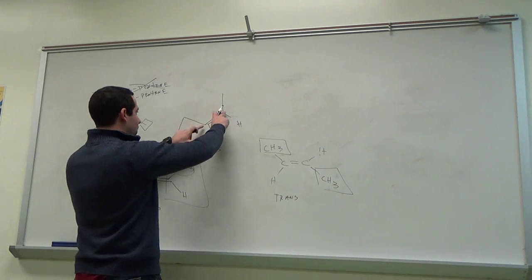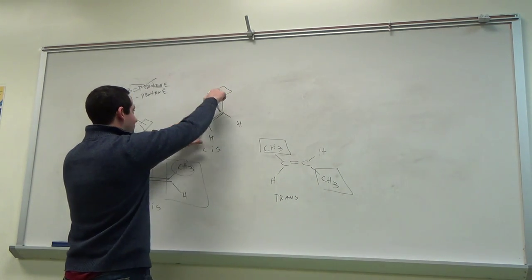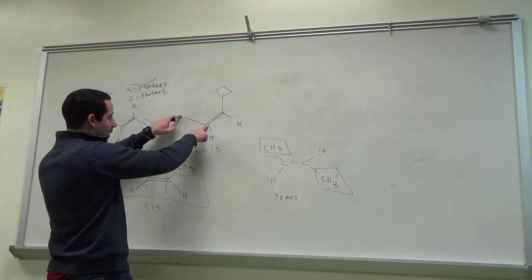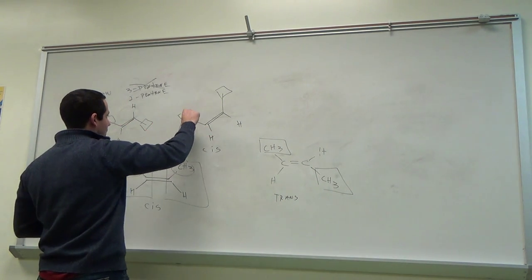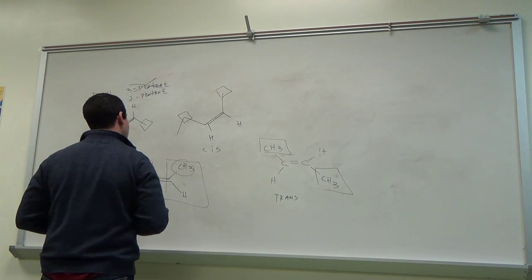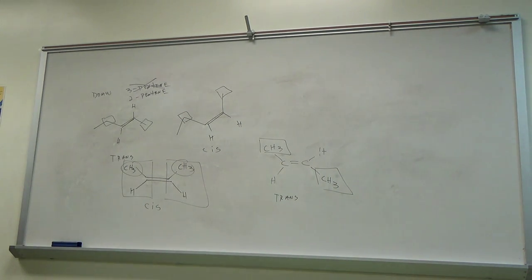And how about this? That one has priority over the H. And this one, that one has priority over the H. Like I said, I do not have to continue looking at the chain. That is on the same side, that is cis.